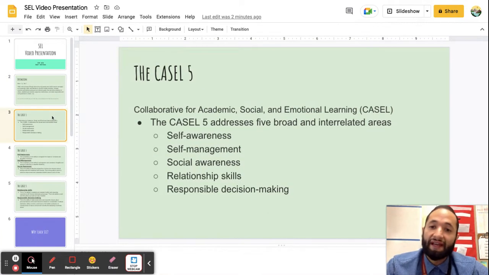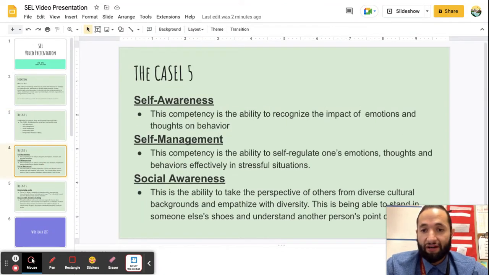Speaking of the CASEL website, it does display the CASEL 5. CASEL stands for Collaborative for Academic, Social, and Emotional Learning. They talk about the 5 competencies, or the 5 broad and interrelated areas. 1 is self-awareness, 2, self-management, 3, social awareness, 4, relationship skills, and number 5, responsible decision making. So let's dive a little deeper into what these competencies are.